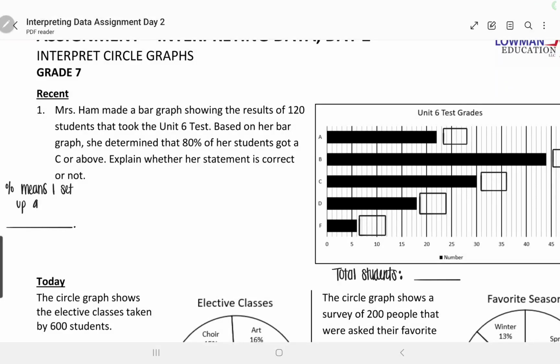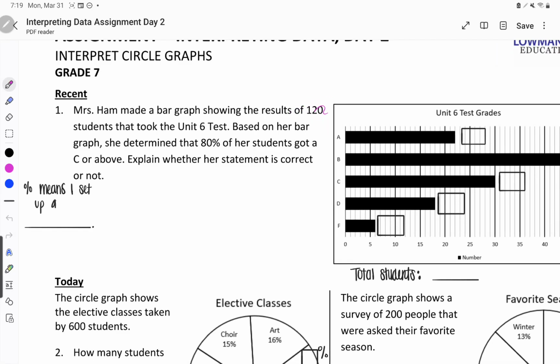Made a bar graph showing the results of 120 students that took a Unit 6 test. So I know that there are 120 students. Based on her bar graph, she determined that 80% of her students got a C or above. Explain whether her statement is correct or not. So that means true or false.